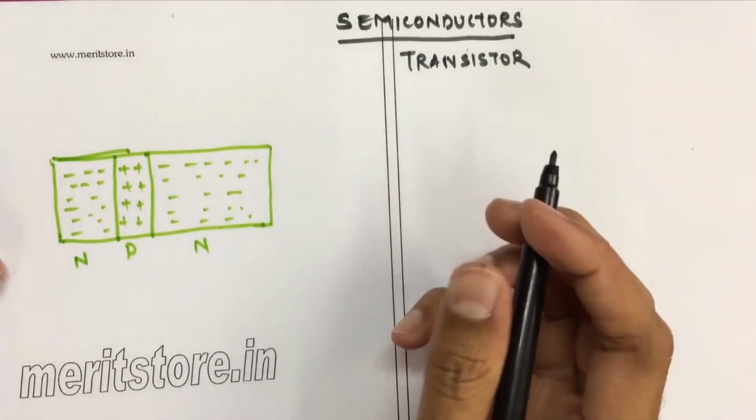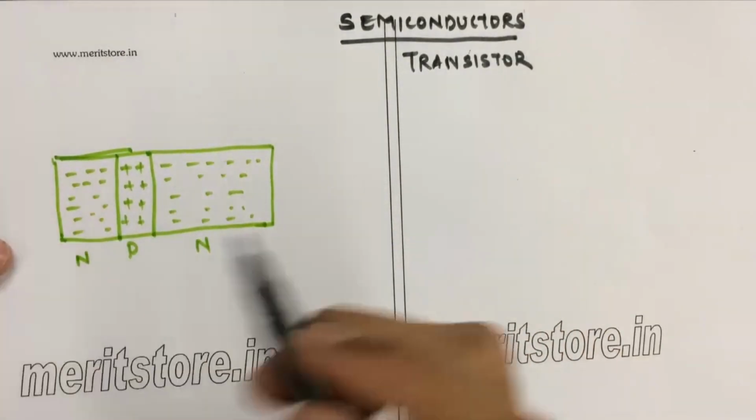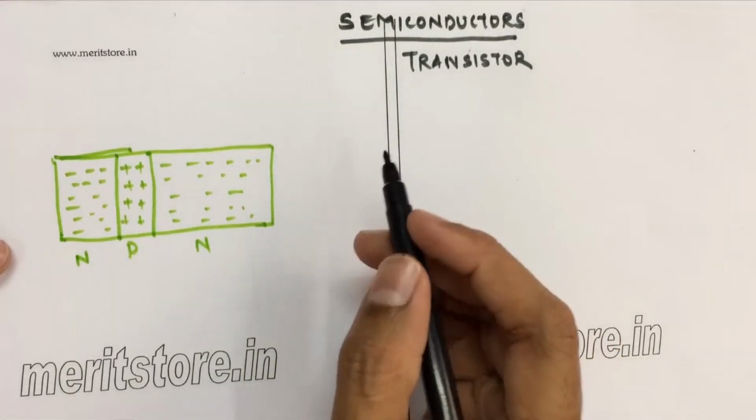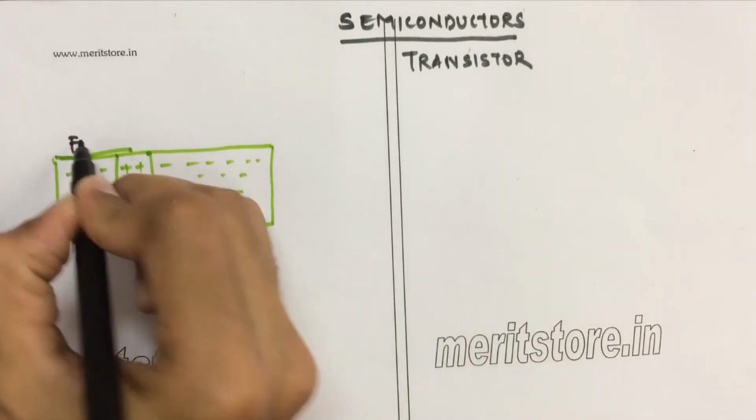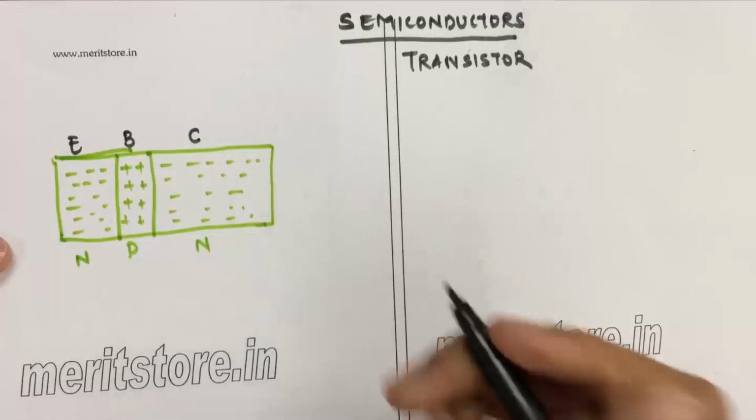Okay, so now giving the supply to this transistor, how does this work? But first we need to know a few things: this is the emitter part of the transistor, this is the base part, and this is the collector part of the transistor.